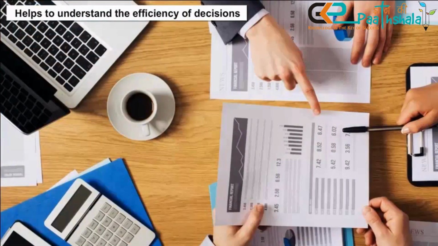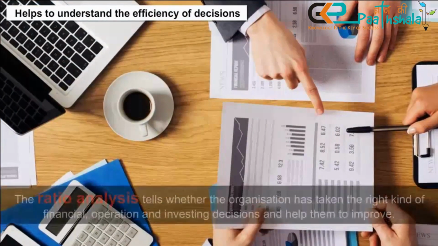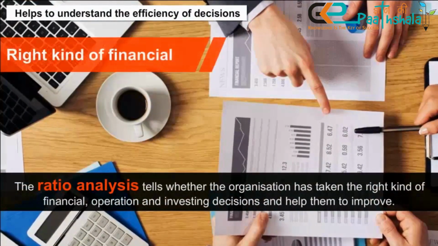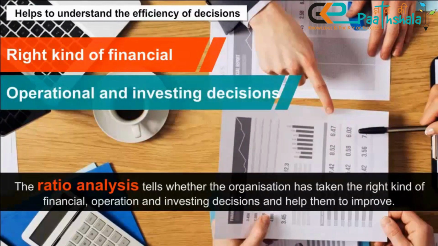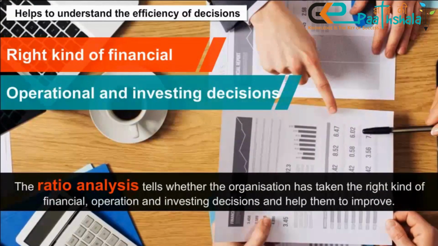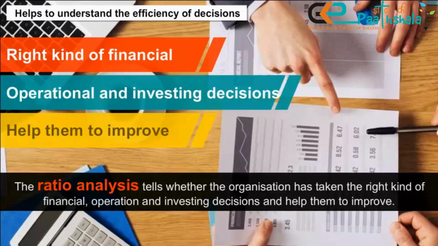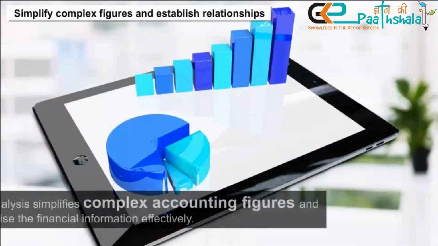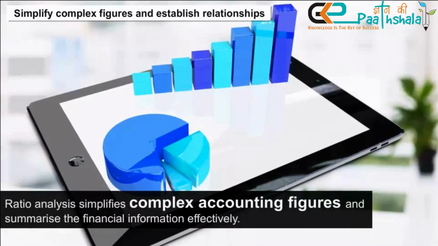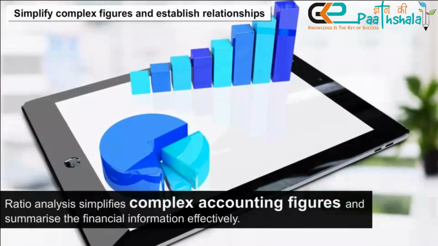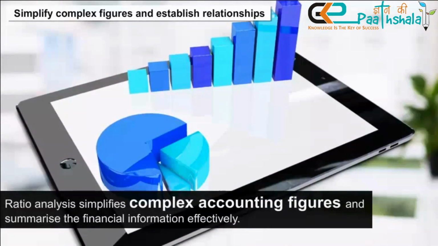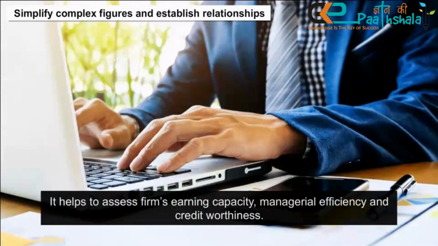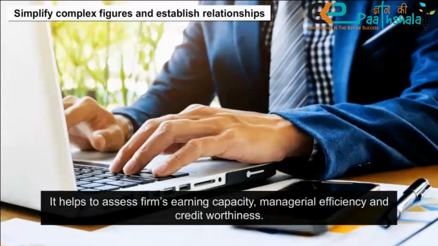Helps to understand the efficacy of decisions. The ratio analysis tells whether the organization has taken the right kind of financial, operational, and investing decisions and helps them to improve. Simplify complex figures and establish relationships. Ratio analysis simplifies complex accounting figures and summarizes the financial information effectively. It helps to assess firms' earning capacity, managerial efficiency, and creditworthiness.